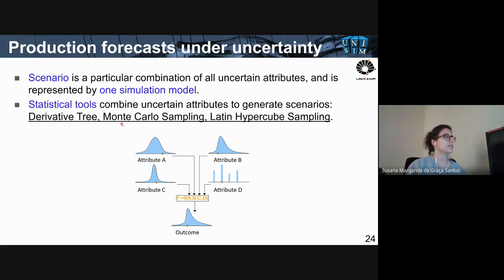Okay, good. So basically, we have the derivative tree, Monte Carlo, and Latin hypercube sampling. These are three ways to combine the attributes. The idea is that I have all these attributes. How can I select and draw one value from here, one from here, and one from here, and say, okay, this is scenario one? And these are three possible ways.